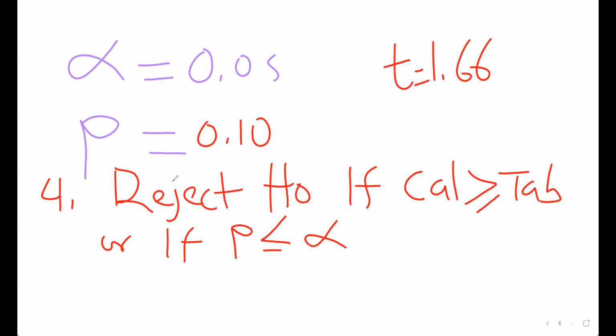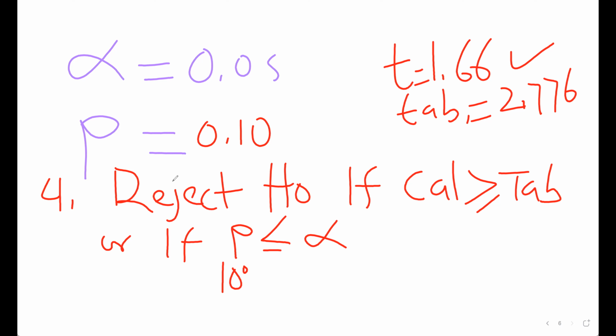What is our calculated? Our calculated is 1.66. That's here. What is our tabulated? Our tabulated is 2.776. So our calculated is not greater than the tabulated. So we cannot reject the null hypothesis. What is our p-value? Our p-value is 10%. What is our alpha? Our alpha is 5%. Our p-value is not less than the alpha. So we cannot reject the null hypothesis. Our p-value is 10%, not less than 5%.